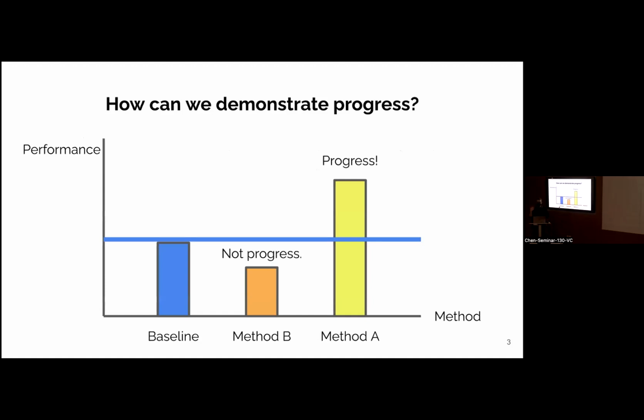So today we're just talking about how we demonstrate progress, and this is the mental model, right? You have some baseline you start with. You try something and it's worse than the baseline. That is what we call not progress. You try something else and it's better than the baseline, and you're happy, and that's progress.